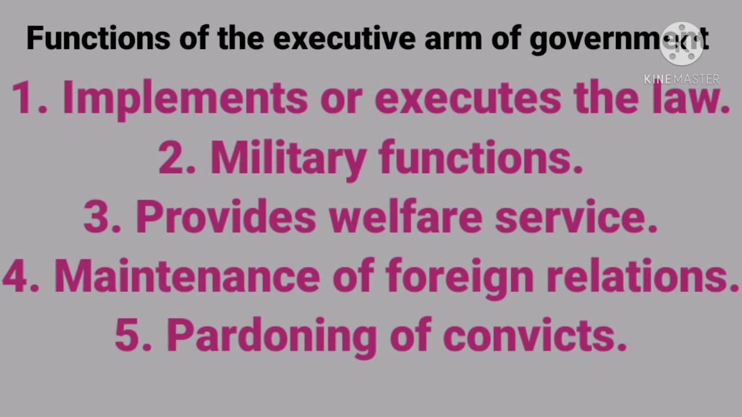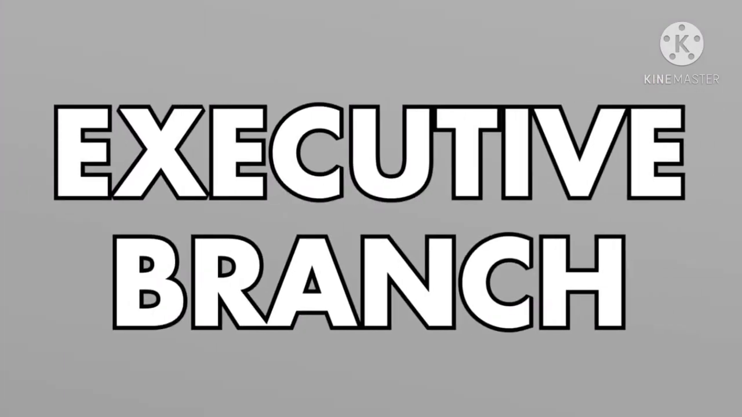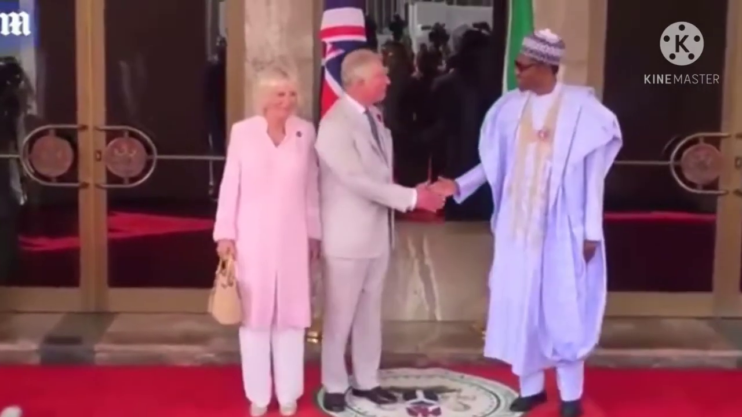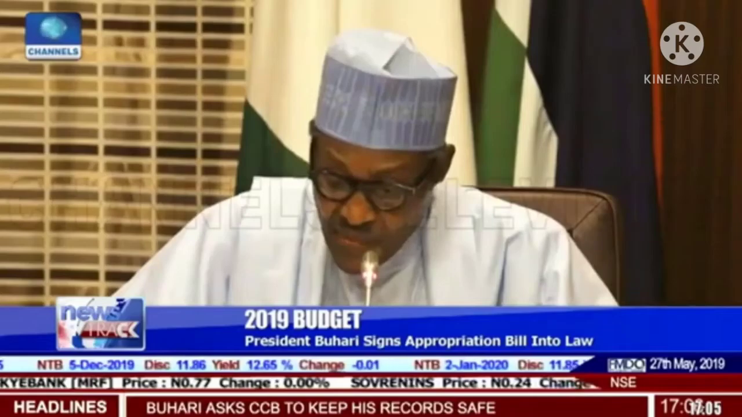Functions of the executive arm of government include implementation of law, that is, to execute the law, military function, provision of welfare services, and maintenance of foreign relations. The president is the head of state and commander-in-chief of the armed forces.